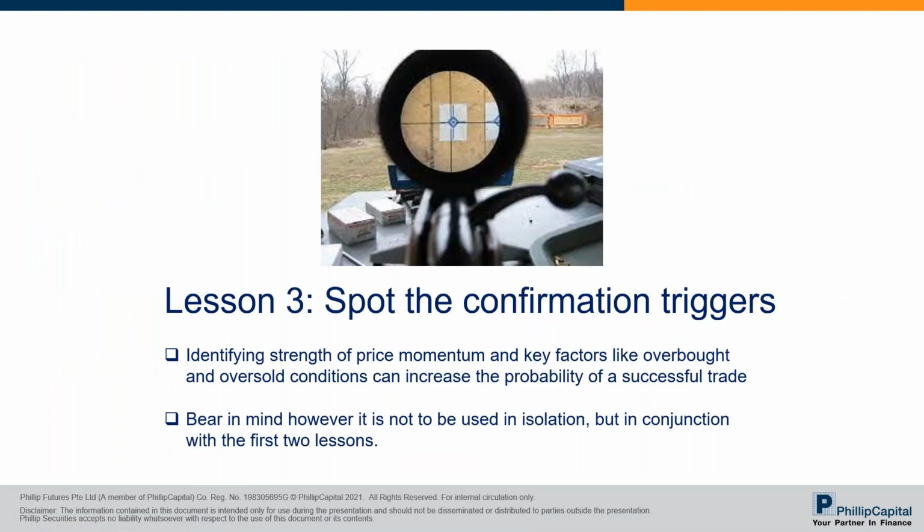Now, I've covered a bit about confirmation triggers. The key thing is to identify key factors like price momentum and overbought and oversold conditions to increase the probability of your successful trade. But once again, I emphasize it's not to be used in isolation, but in conjunction with both the trend and areas of value.